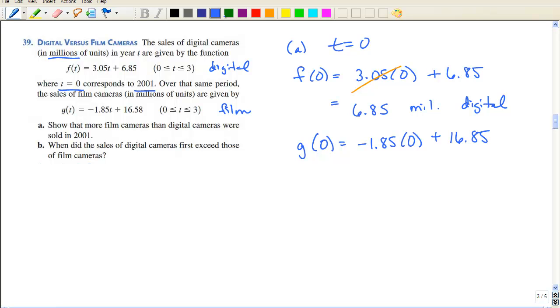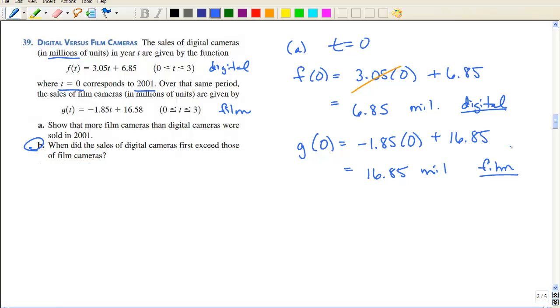And just 10 years ago, you would think that that would be more. So let's see, and certainly it is. Now, you would think that by the year 2011 we have many more digital film cameras than film ones. So let's see. Part B asks us, when did digital first exceed those of the film?